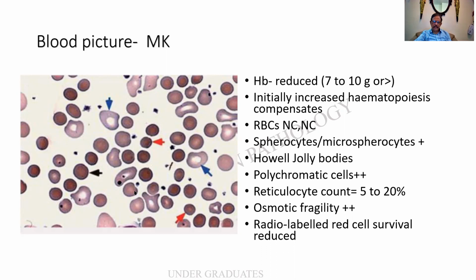In some cells, I am able to see a Howell-Jolly body. Look at this one. These are all inclusions called Howell-Jolly bodies. Polychromatic cells are seen. They are the reticulocytes. The normal reticulocyte count is 0.2 to 2%, whereas in this case, it can be as high as 5 to 20%. Osmotic fragility is increased. The cells are friable, and the red cell survival can be studied by means of radiolabel red cell survival study.